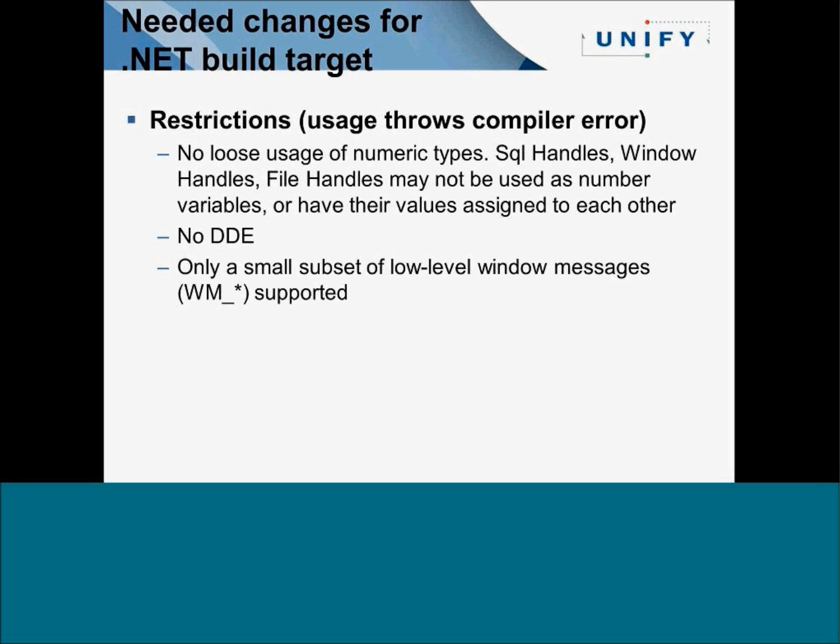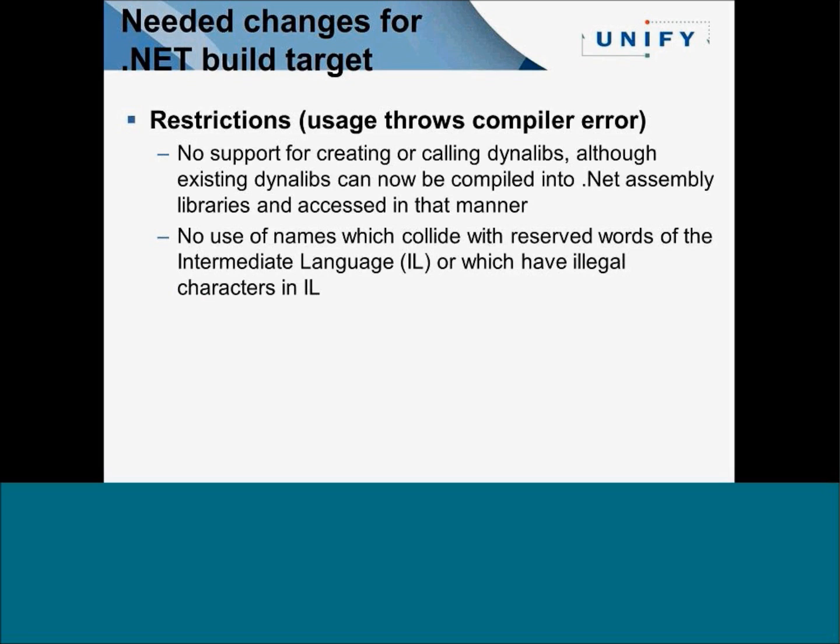And for .NET, only a small subset of low-level window messages is supported. So if a special message is not inside the .NET framework, we can't support it, because we are now bound to the .NET framework. There's no way to implement something which is not supported in the .NET framework. If you are using dynalibs, then you can use the existing dynalibs and you can compile them in the future into .NET assemblies. And you can use them in the same way as you did in the Win32 environment.